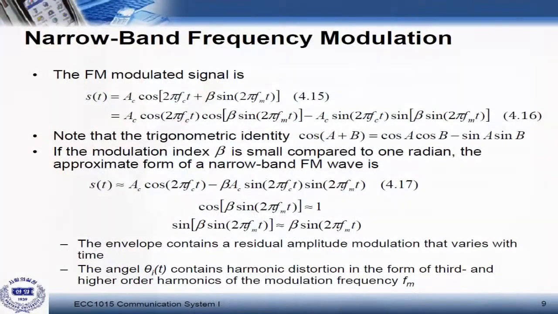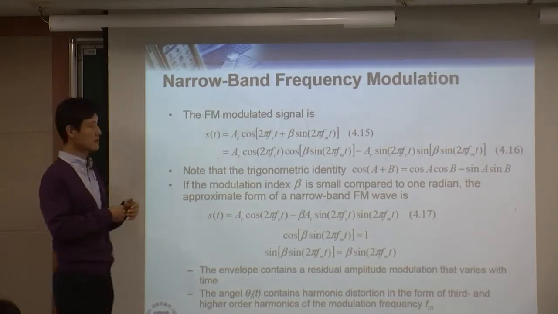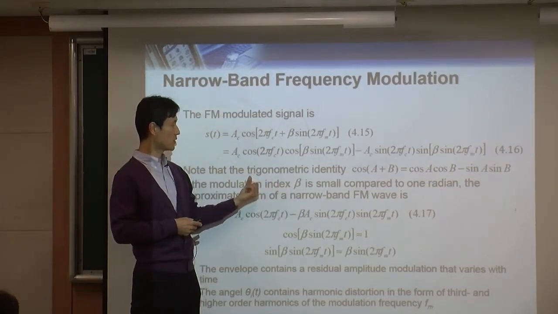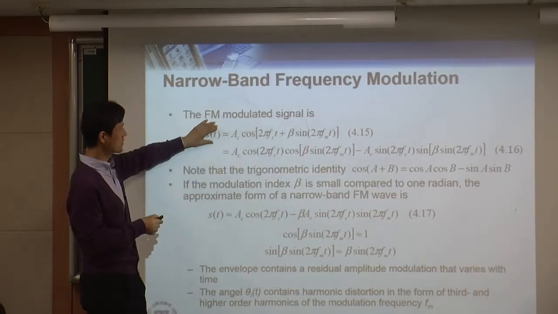If we consider narrowband FM, what that means is the modulation index beta is a small value, right? So if beta is small, this is a very special case. Okay? In this special case, beta is small. Then in this equation right here, we always start from this one.